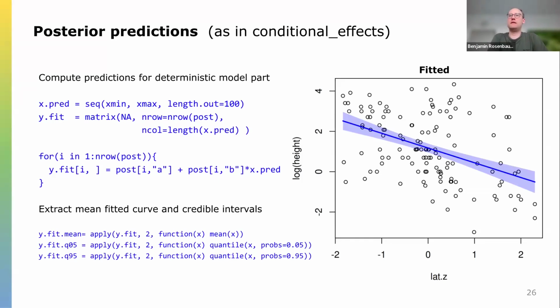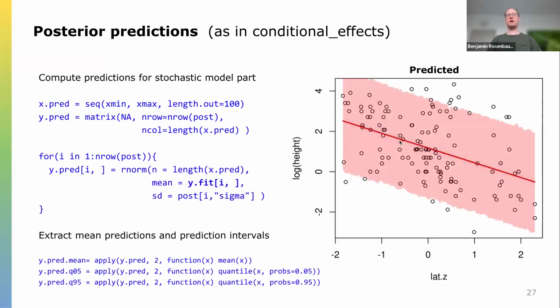Okay, so this is the classical conditional effects plot, which is also called the fitted values, right? So here we only use the deterministic part of the model, which is this regression line. We didn't include the stochastic part of the model yet. So this is kind of the fitted distribution. It is not yet the predicted distribution. We can also produce this.